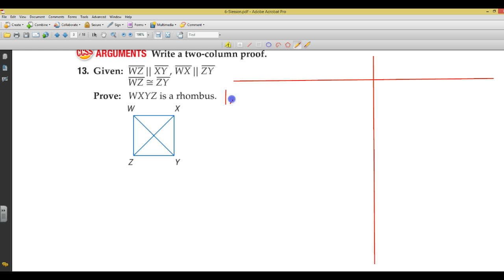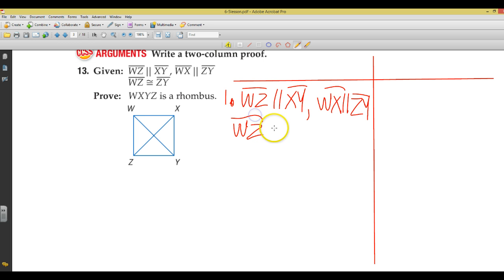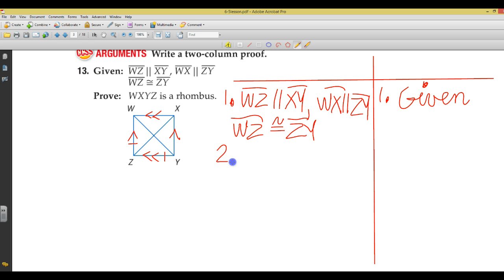Number 13, we're given that WZ is parallel to XY, WX is parallel to ZY, and WZ is congruent to ZY. So I always like to mark that information in the diagram. So these two sides are parallel. These two sides are parallel. And WZ is congruent to ZY. Okay, since both pair of opposite sides are parallel, then we know that this is a parallelogram.